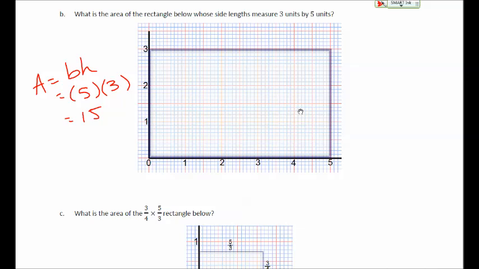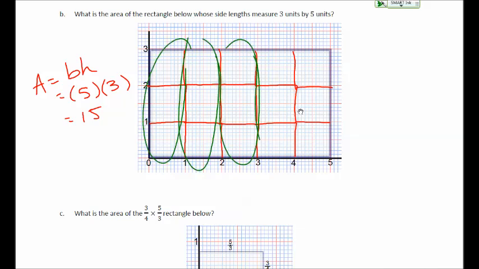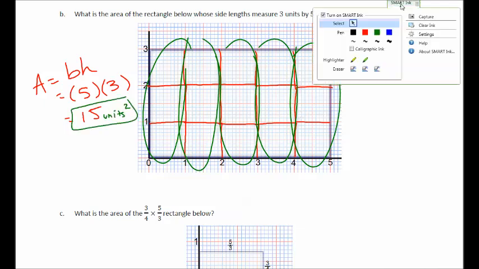If you think about this, we have square units that are 1 by 1. If you think about 1 by 1 squares, you have 5 groups of 3, or 15 square units. So units squared, or square units.